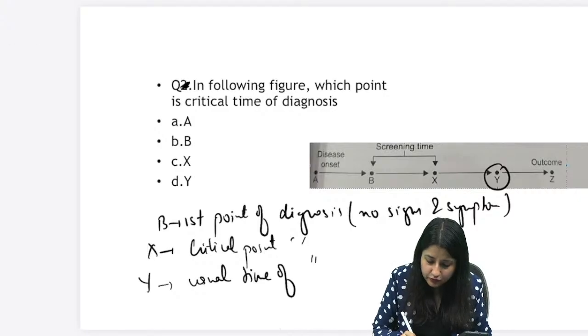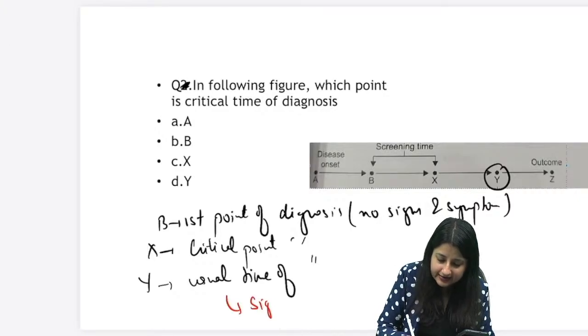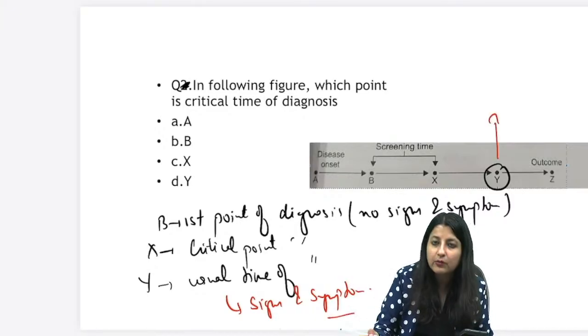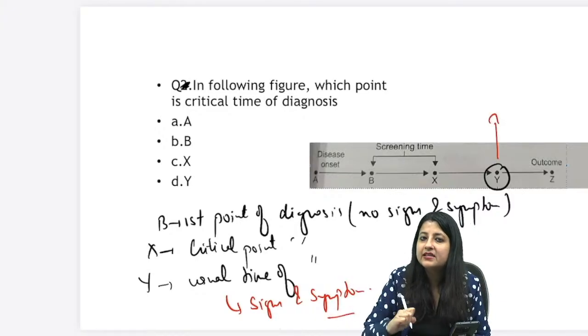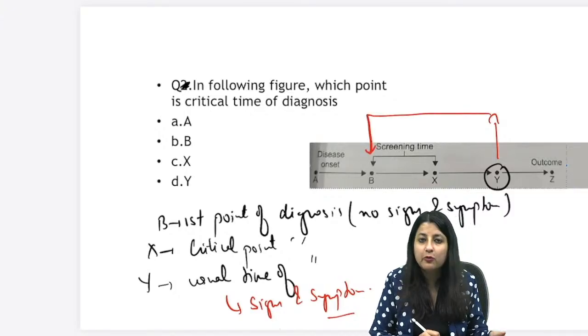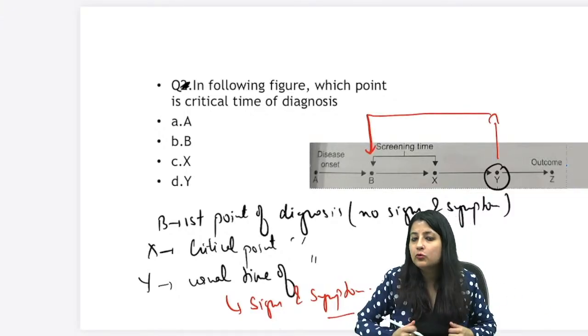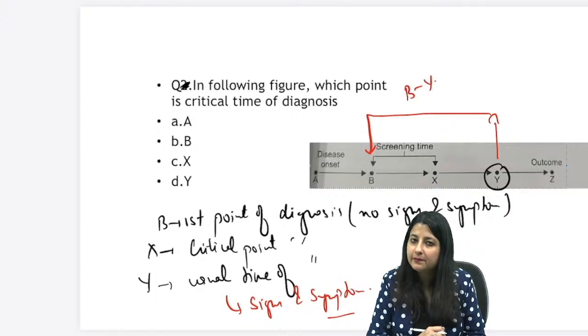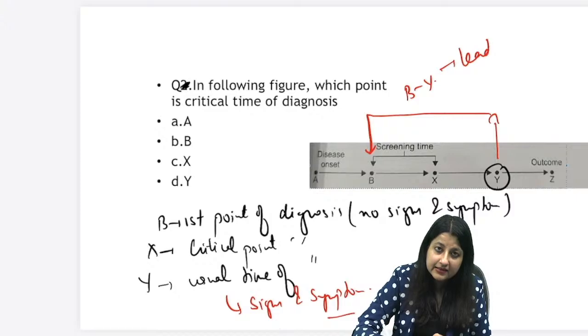What do you mean by usual time of diagnosis? The person has signs and symptoms. So ideally, when would I have applied my test? I would apply it at point Y when signs and symptoms are present. Now, instead of applying at point Y, I am applying the screening test at point B when there are no signs and symptoms. So I'm early in the detection of the disease by what time interval? B to Y. So B to Y is the lead time.